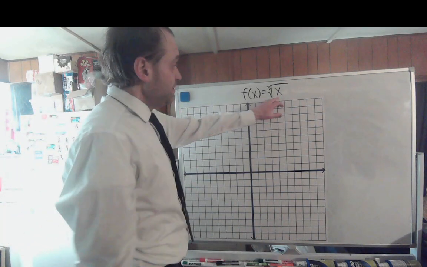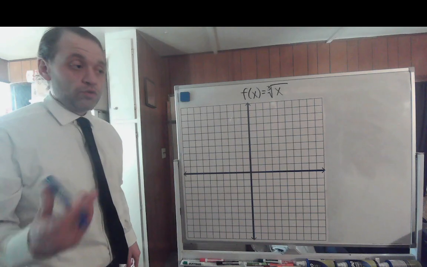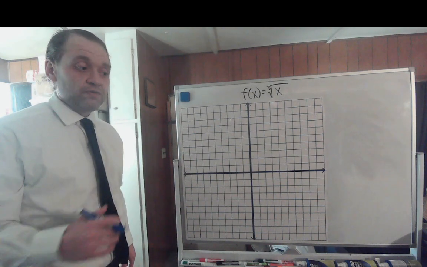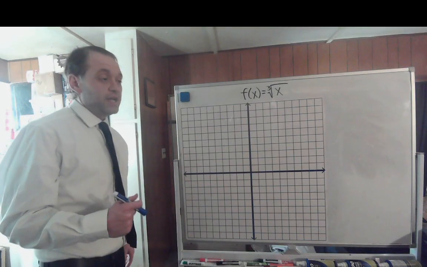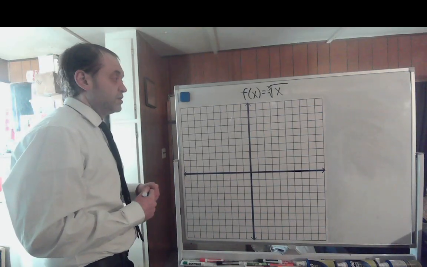So the domain for the cube root of x, for any odd root, is all real numbers. So there's no value of x you couldn't have. You can have the cube root of negative numbers and still get a real number. So that works for all of them.